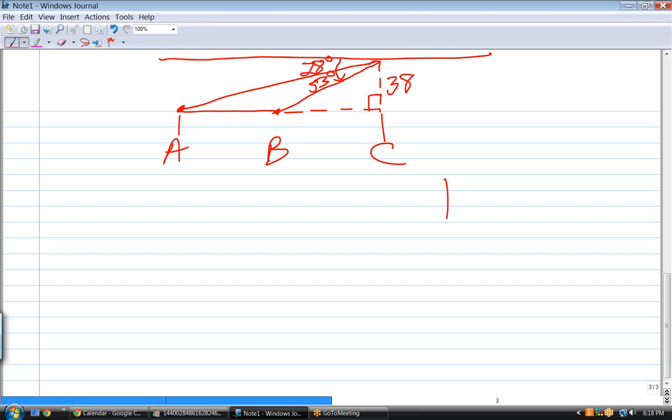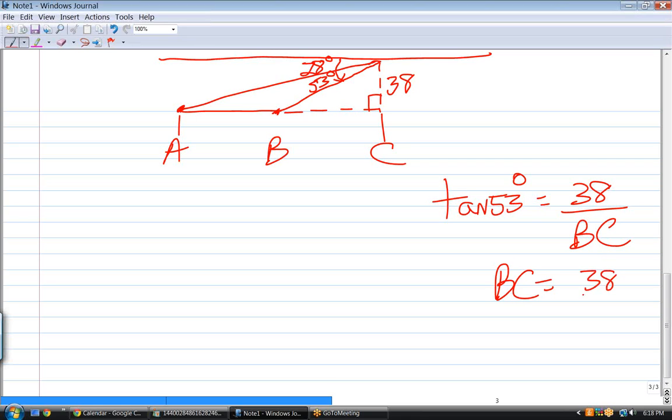The tangent of 53 equals 38 over x, or that's why I put letters on it, BC. Okay, and that indeed is going to let us solve for BC. BC will be 38 divided by the tangent of 53.